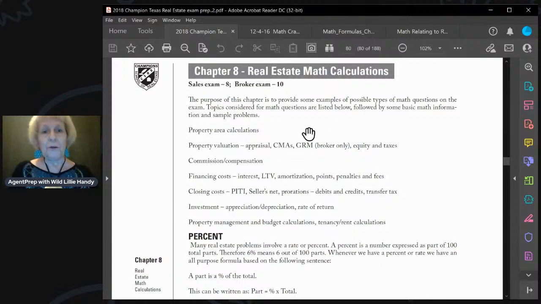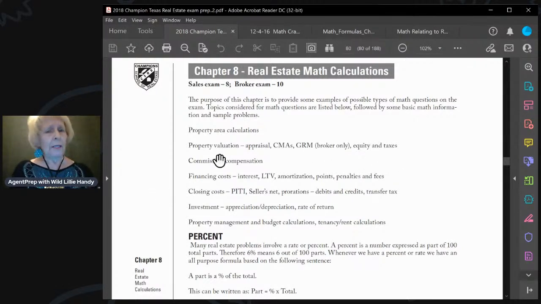So we use math for property area calculations. There's different formulas. Okay, base times height. Okay, if you're doing the square footage of a room for carpeting, right? So you have 4 sides. However, you only have to multiply the length times the width. Okay, so that's property area calculations are also for acreage. So you have the length and you have the width. The width is usually the frontage, what's facing the road.